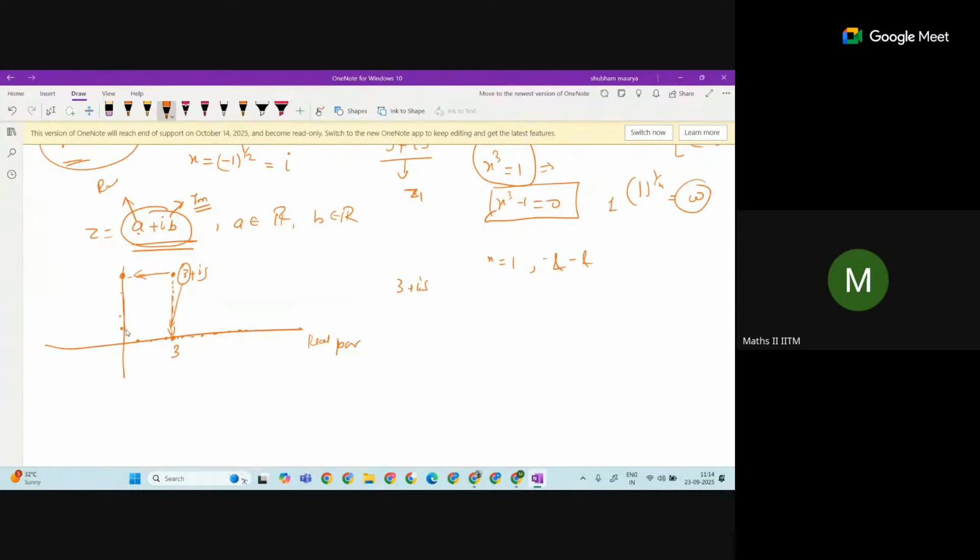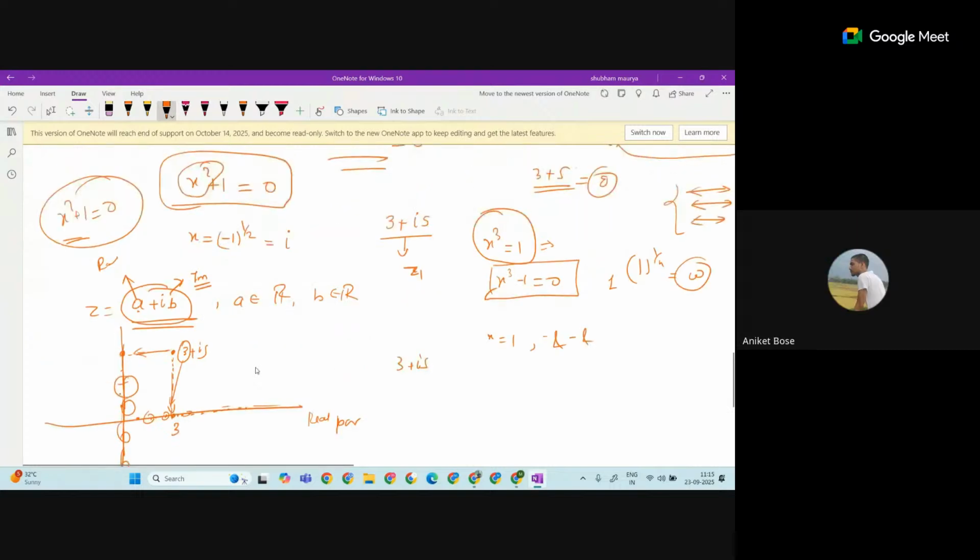This line you can call the imaginary line, and this is the real line. This is the imaginary part, and this is the real part. In this portion the imaginary numbers are there, and here the real numbers are there. So many terms are there; it depends on the professor how he writes, but the meaning is the same.